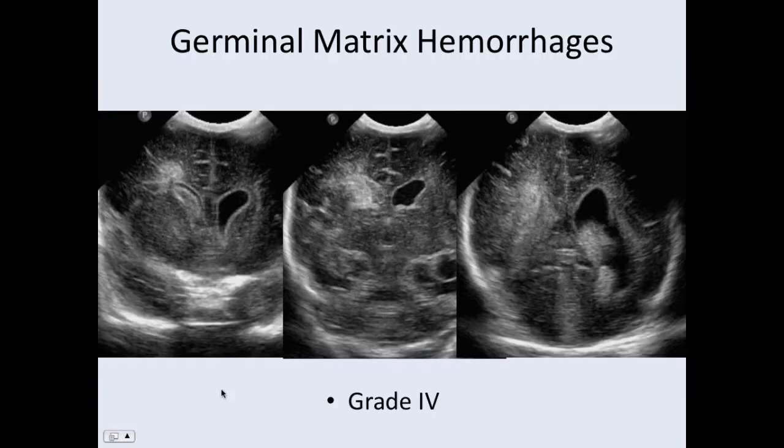Another example of a grade 4 hemorrhage. We see on the right side there's some blood products within the ventricle itself, but again we see some asymmetric, ill-defined echogenicity in the periventricular white matter on the right, which represents some grade 4 bleed.